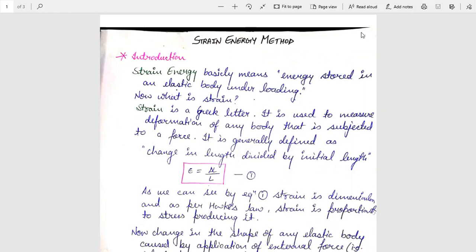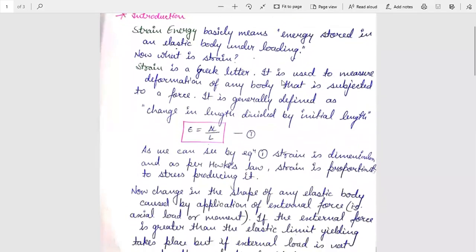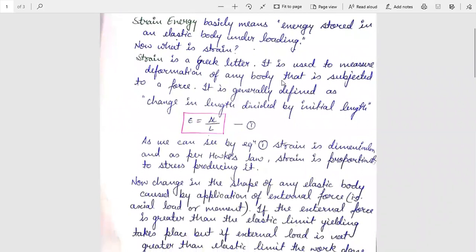Today we will discuss the introduction of strain energy method. Now, what is strain energy? Strain energy basically means energy stored in an elastic body under loading. Now, what is strain? Strain is a Greek letter. It is used to measure deformation of any body that is subjected to a force.